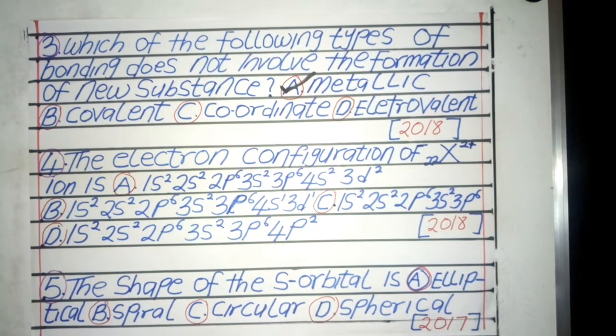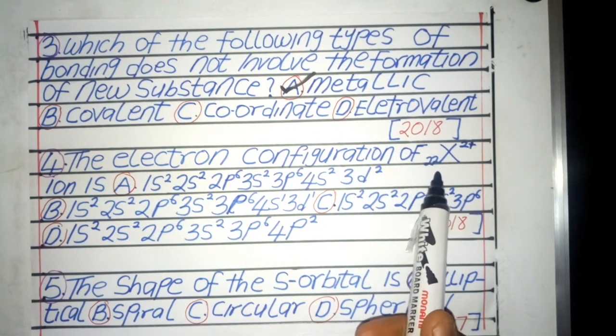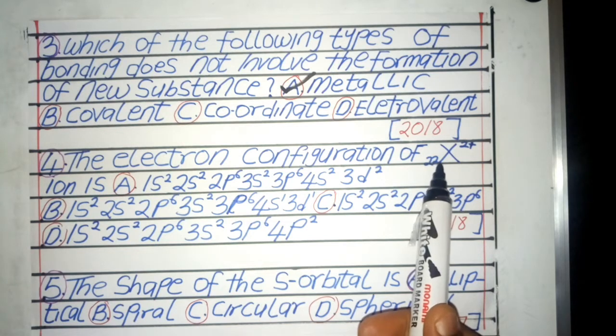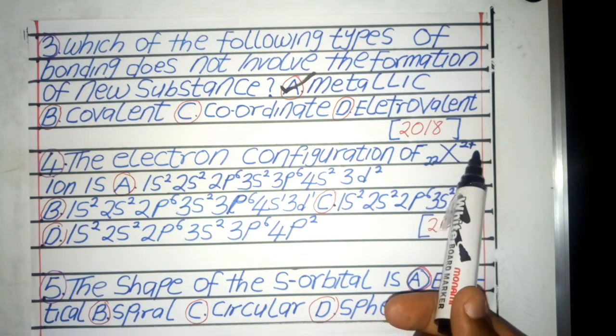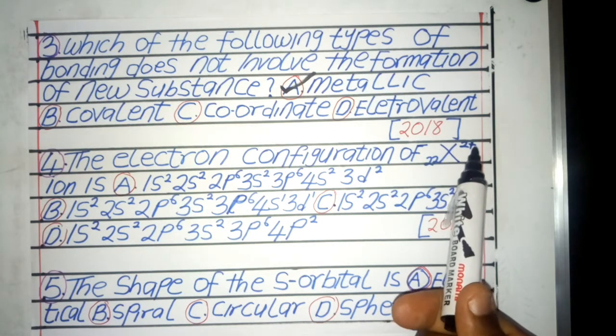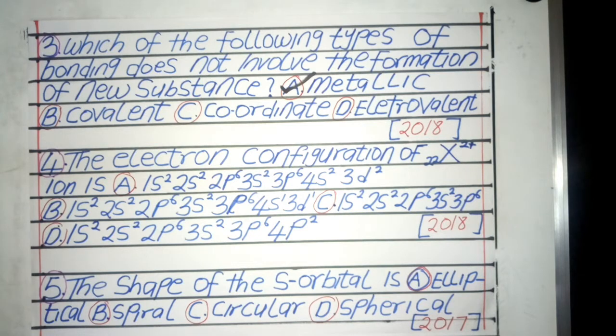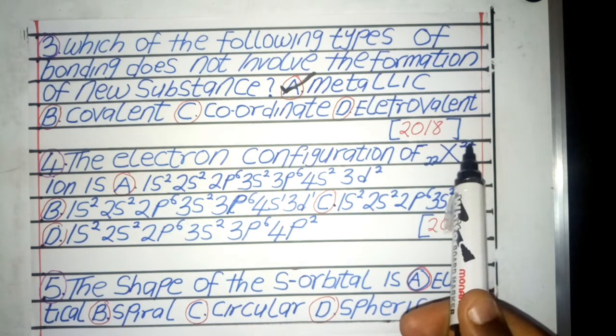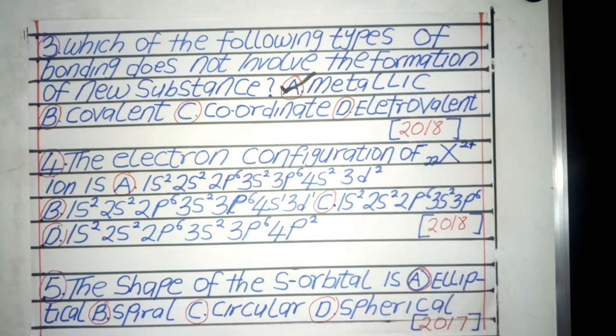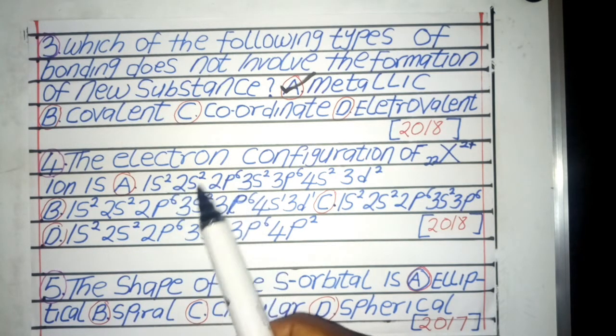In this case, the atomic number is 22, right? But since this is a divalent ion, 2 plus, it has lost 2 electrons. So we have to check the electronic configuration for the one that has 20 electrons. Since it has lost 2, you subtract 2 from 22 to have 20. So after counting the electrons, it has to be 20. That will be the answer.